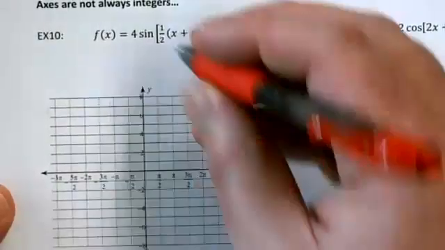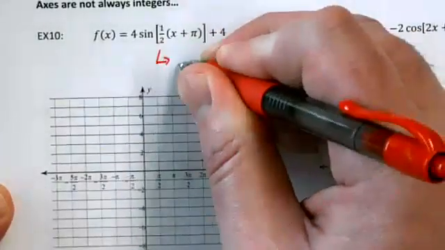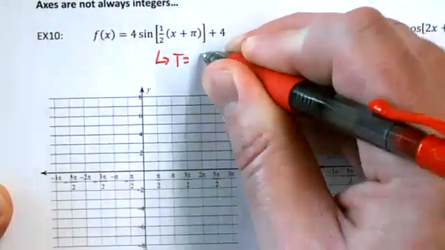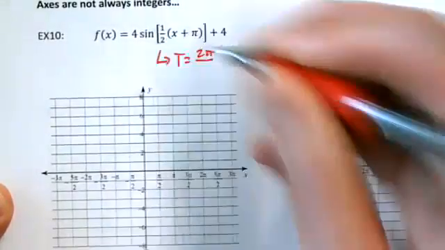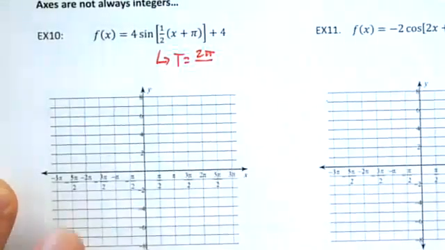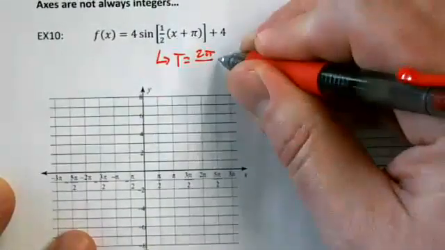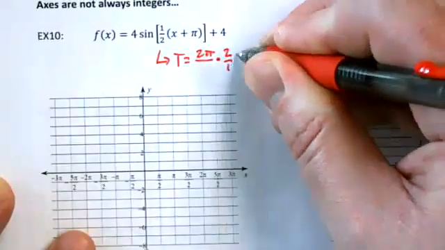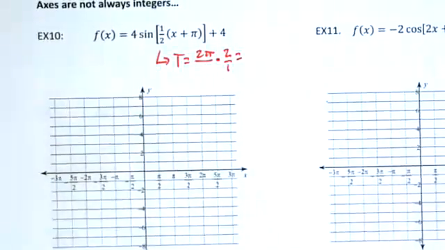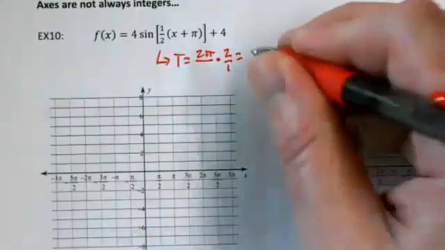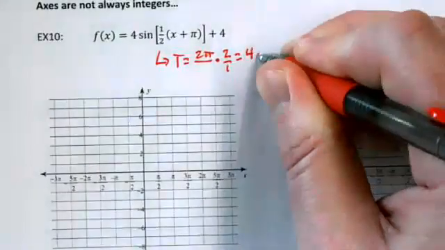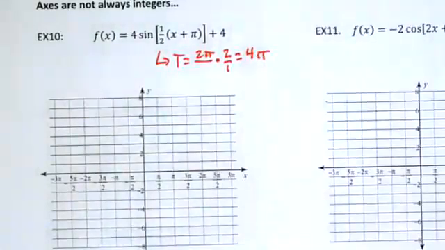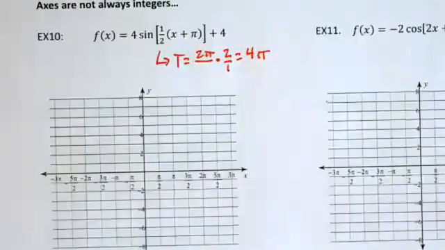So let's go ahead and figure out our period. T is 2 pi over omega. And omega is a half. So rather than doing divided by a half, I'm going to do multiplied by its reciprocal. So my period is actually going to be 4 pi. Oh no. It's all right. Take a deep breath. We're going to be fine. Got this.